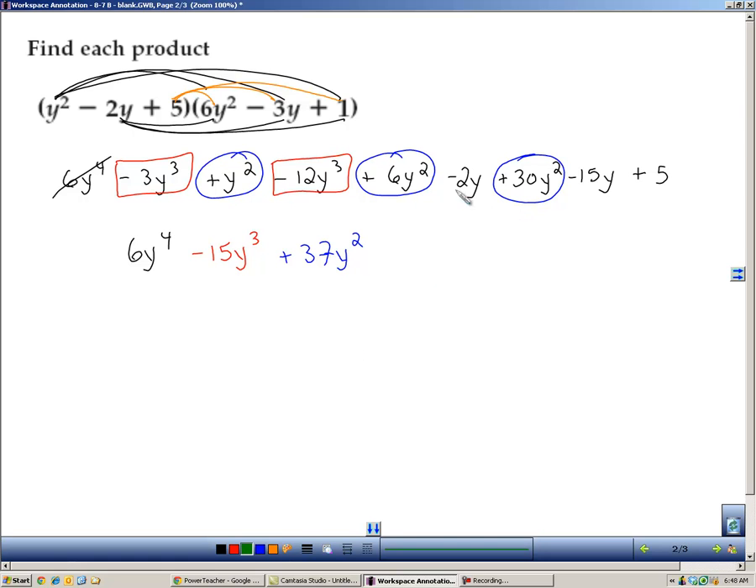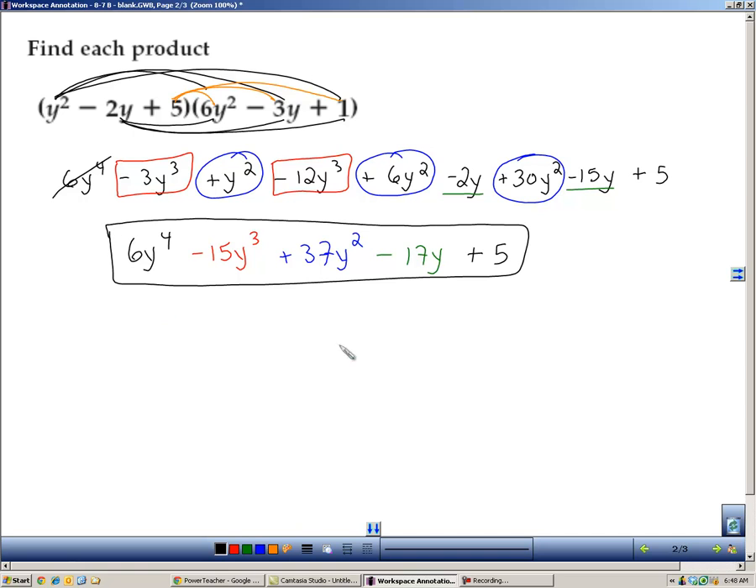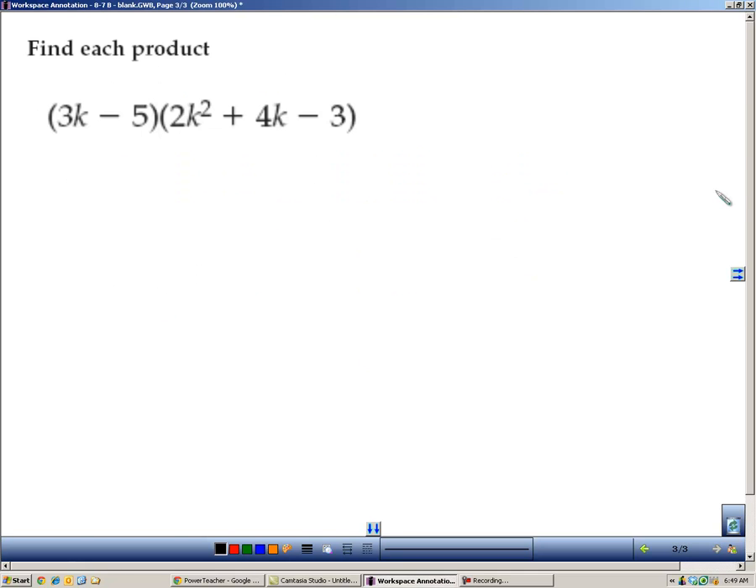And then we have negative 2y, negative 15y will give me a negative 17y, and then plus 5 on the end. Answer written with all the like terms collected in descending order. Last one here, pause the video, try it yourself, and then come back.